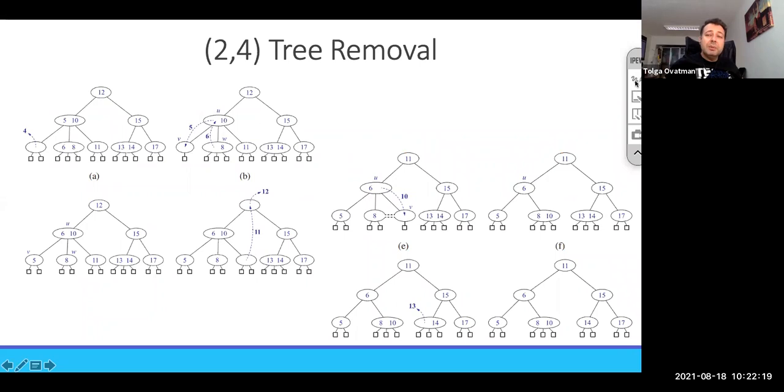And when you are making removals, it's more painful, because sometimes, instead of split, you need to join. Okay, let me show you. Suppose that you have this tree and you are removing 4. Now you have an empty leaf in here, and what you can do is just leave it as it is.